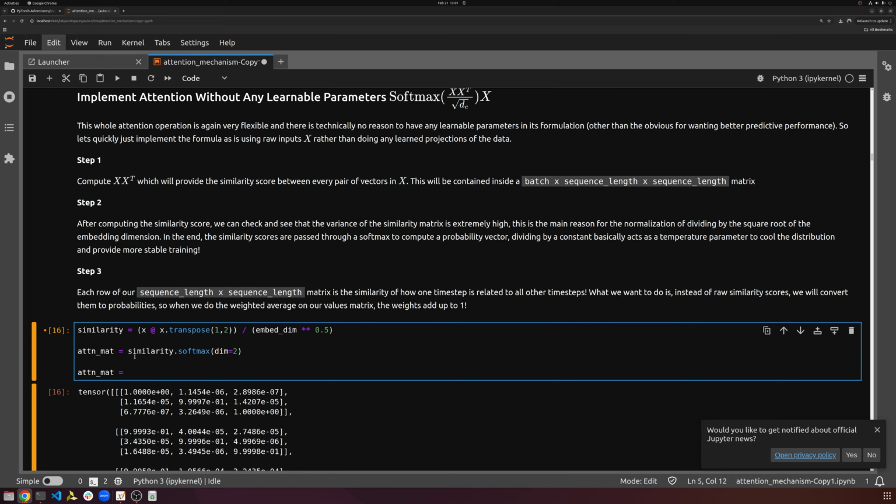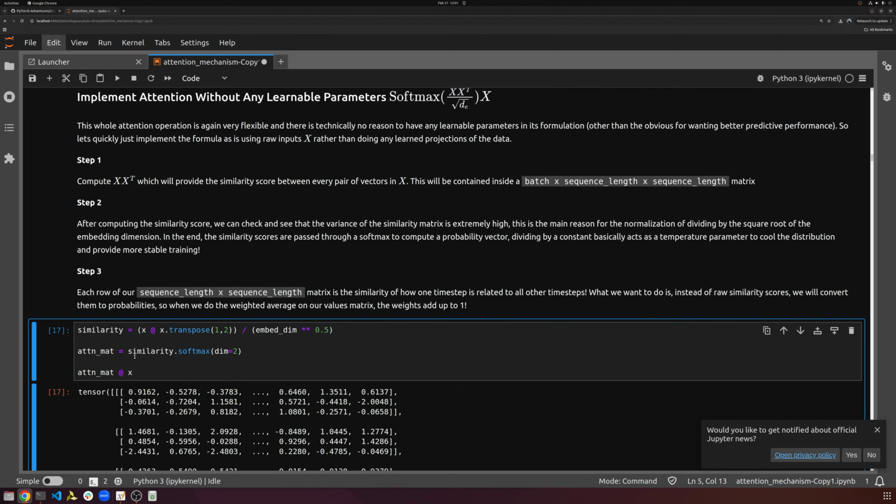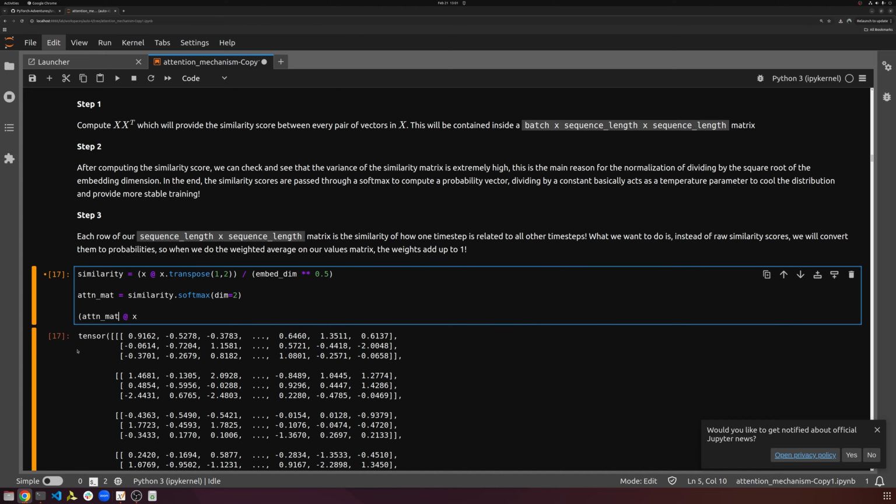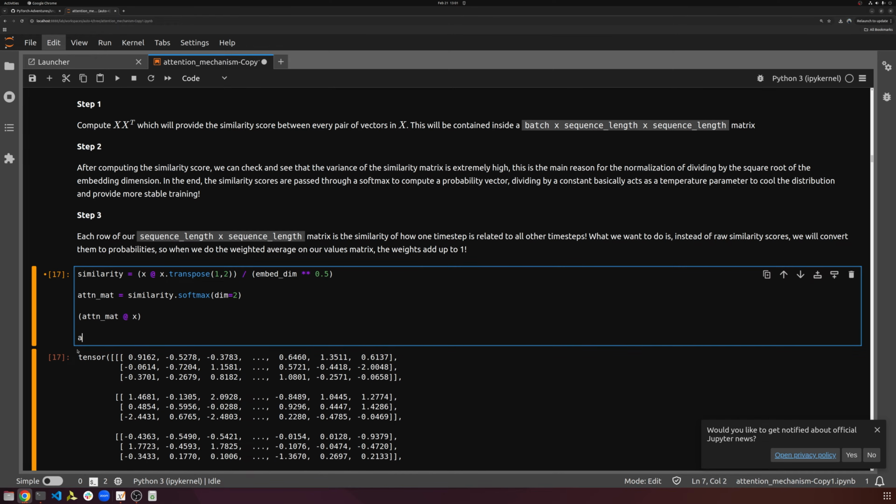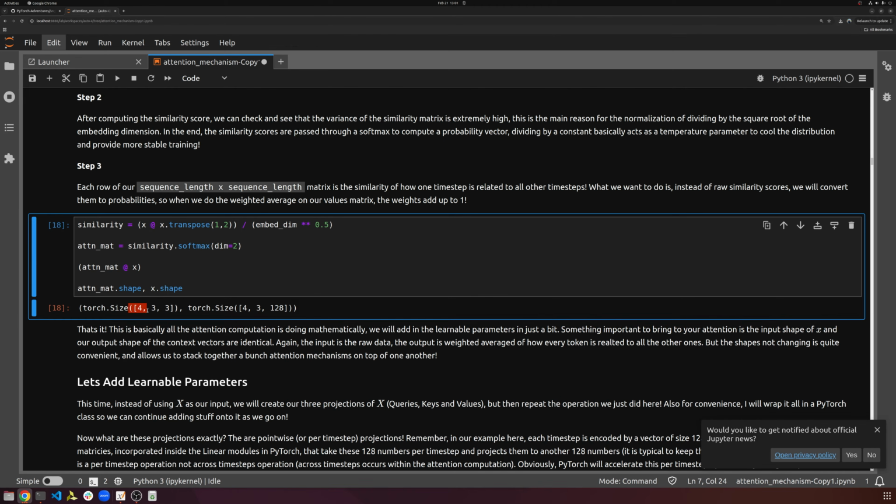So we have our attention matrix, and what we're going to do is just multiply it by x. And so this will give us our final output. So again, it's important to take a look at shapes real quick. We can look at attention mat.shape and x.shape again. We're multiplying a 4 by 3 by 3, how is every token related to every other token, to our 4 by 3 by 128, basically embeddings for those tokens. And I'm just weighting how the token is related to all the other ones. Well, I'm going to grab all those other ones and weight them accordingly and do the matrix multiplication.